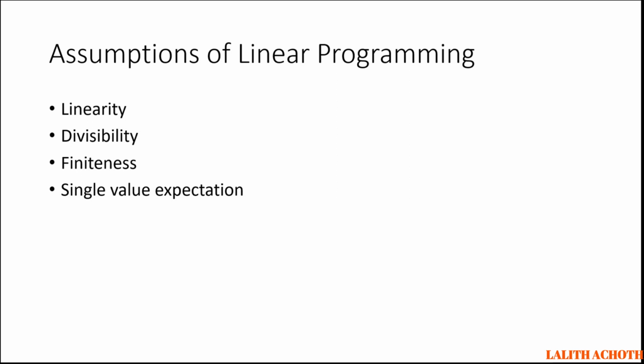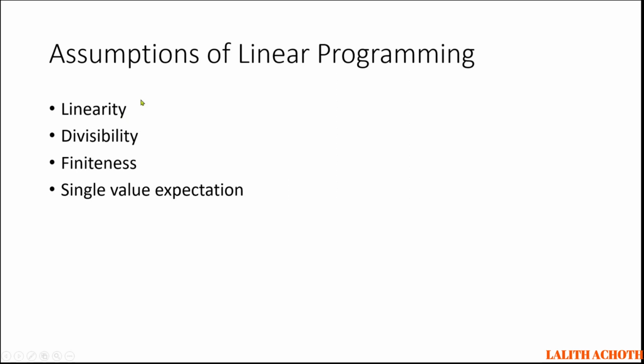Then the third assumption is the assumption of finiteness. What finiteness says is that the number of alternatives that you consider while solving a linear programming problem is given. That is all there is to it. It will not look for a variable outside what you have suggested and then find a solution. And a unit value or single value expectation means that whatever coefficients you assign to the problem will not change. They will be the same. And if they have changed, then you have to run the program again.